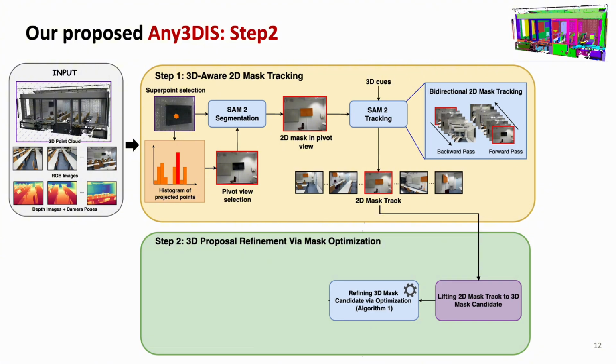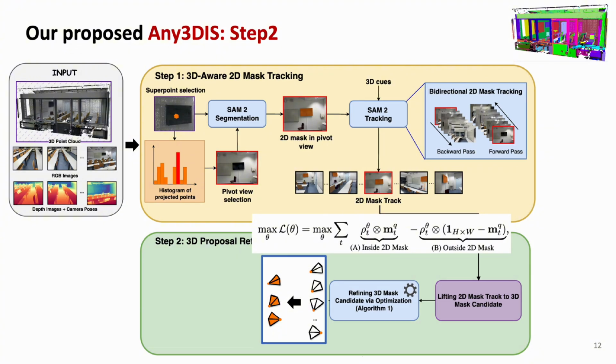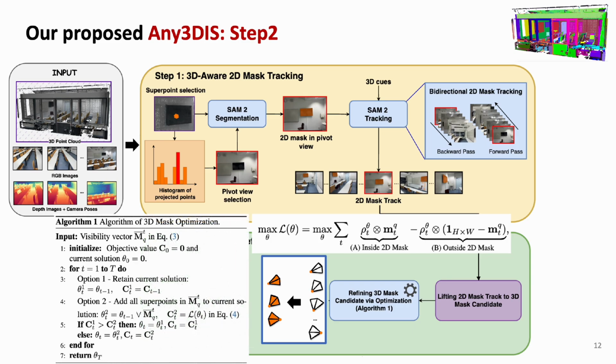To improve alignment between 3D proposals and 2D masks, we refine the initial 3D mask by formulating a binary optimization problem. Select superpoints that maximize consistency with 2D segmentations across views by rewarding superpoints whose projections fall inside 2D masks and penalize those that fall outside, with the introduction of a simple yet effective dynamic programming algorithm, see Algorithm 1. Finally, tracing back with dynamic programming, we obtain the final 3D proposal for the selected superpoint.